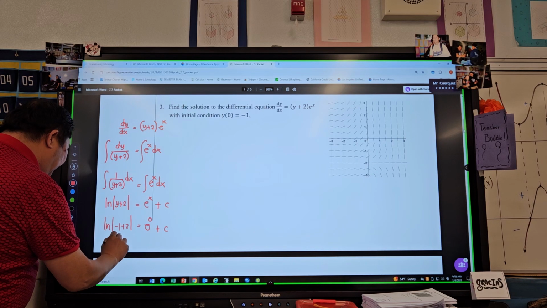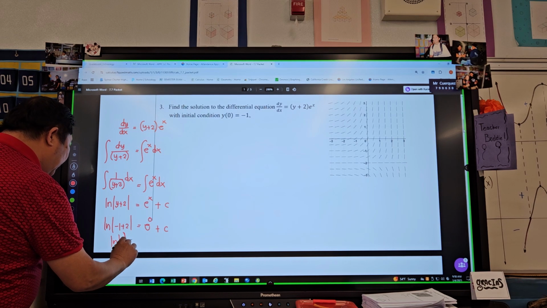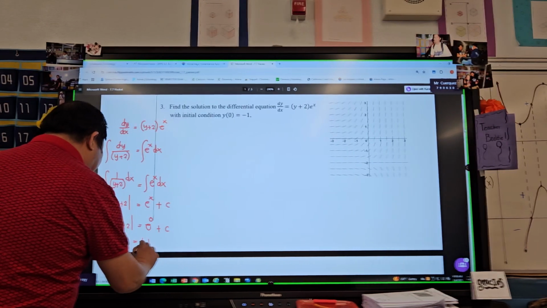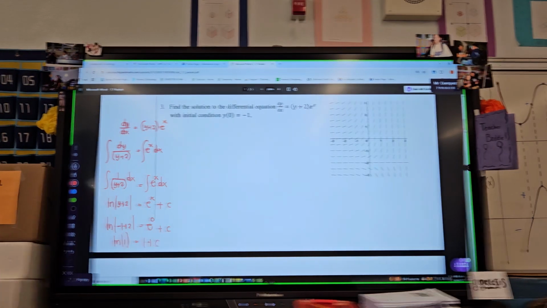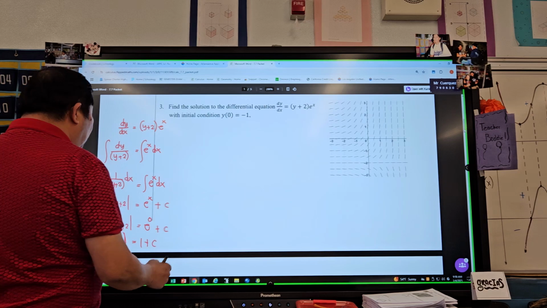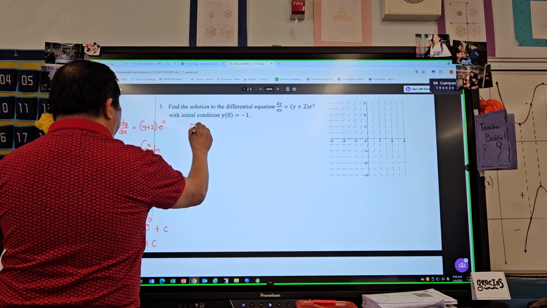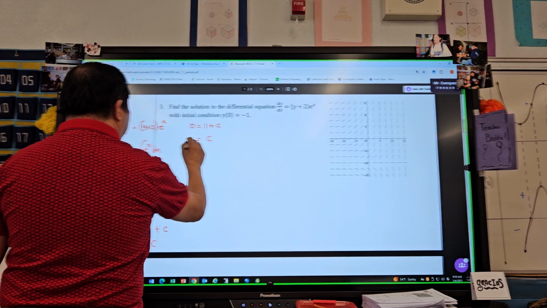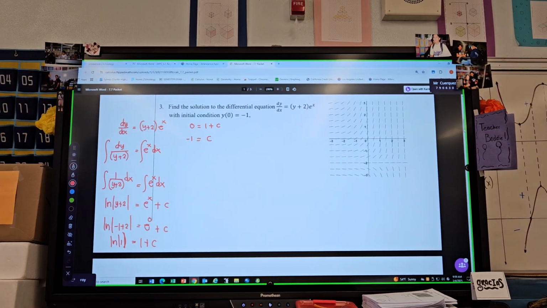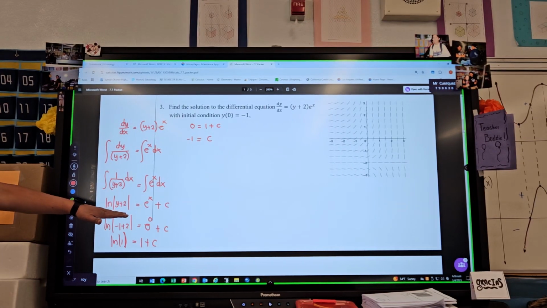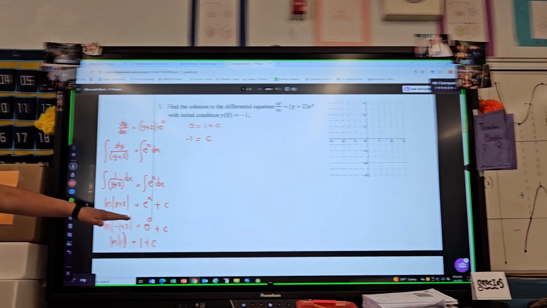But what is right here? ln 1. Isn't that like 0? ln 1 is equal to, what is e to the power of 0? 1. Okay, plus c. But what is ln 1? 0, right? So we have 0 is equal to 1 plus c. Therefore, the constant is negative 1. And where to plug in that constant? Right here now, right? Okay.